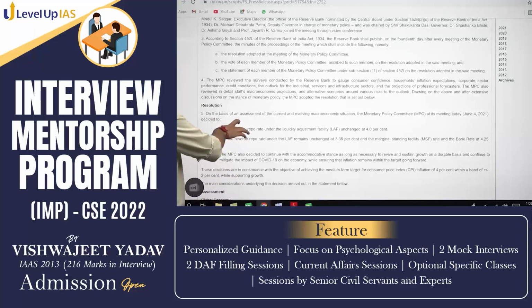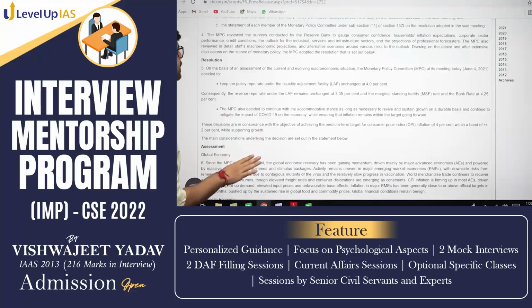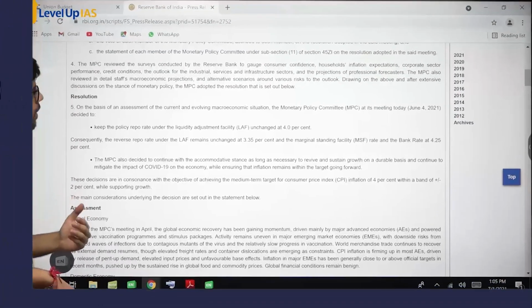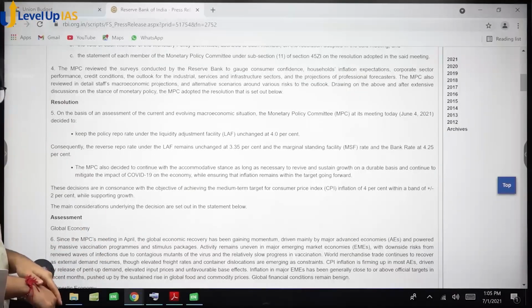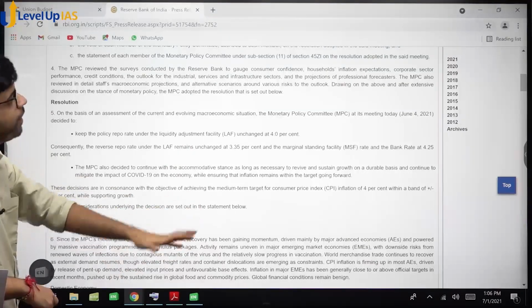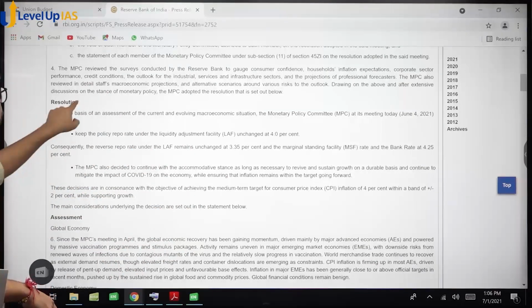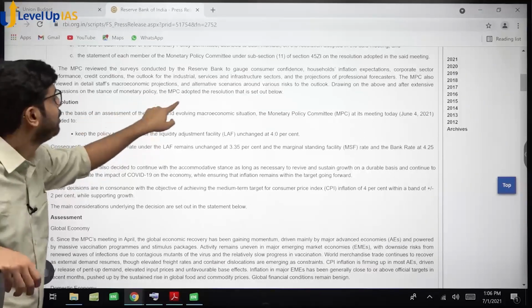Okay, this is general. See, I have not read this. See this. Very important. Read this. The Monetary Policy Committee reviewed the surveys conducted by RBI to gauge consumer confidence, household inflation expectations, corporate sector performance, credit conditions, outlook for industrial, services and infra sectors, and projections of professional forecasters. MPC also reviewed in detail staff's macroeconomic projections, alternative scenarios, and various outlooks. Drawing on the above and after extensive discussion on the stance of monetary policy, accommodative stance, tight stance or neutral stance, MPC adopted the resolution below.